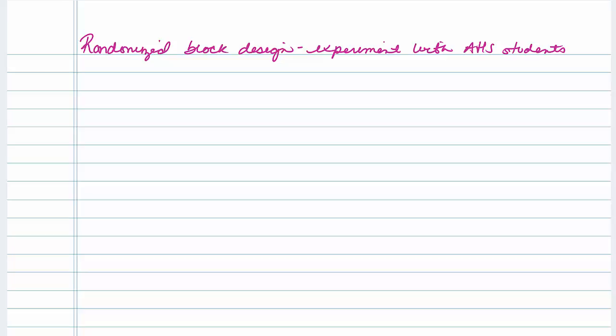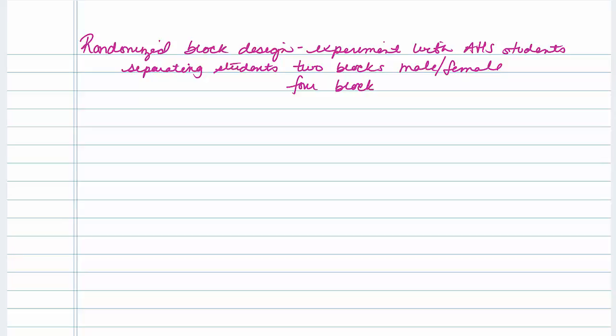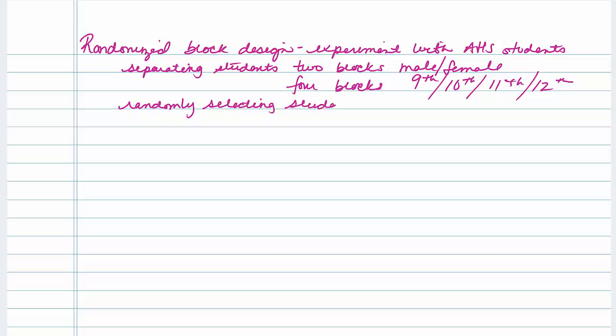So creating a block would basically be separating them into two blocks, like male, female, or separating them into 4 blocks, like 9th, 10th, 11th, 12th, and then randomizing your sample, or randomly selecting the students. I think we talked about this in the last section about strata.